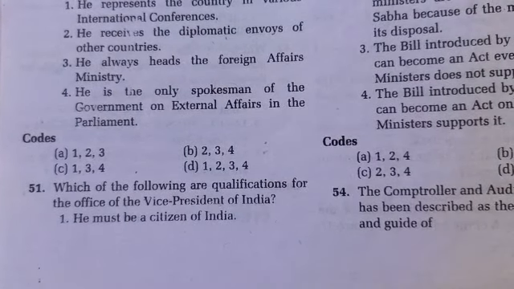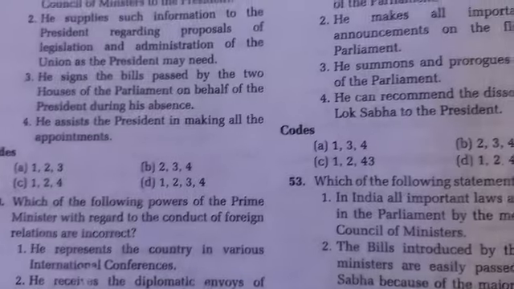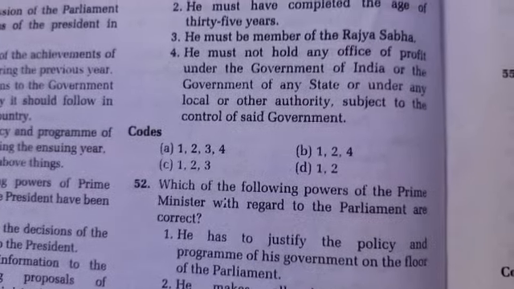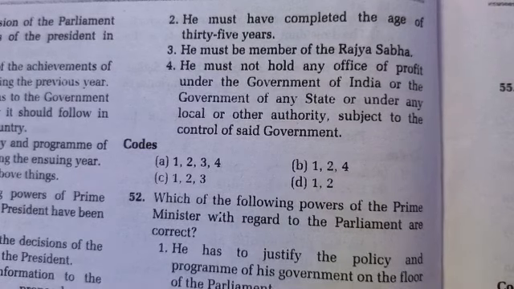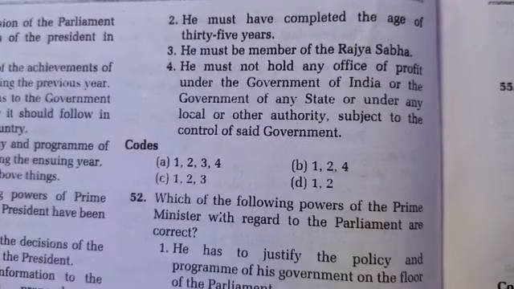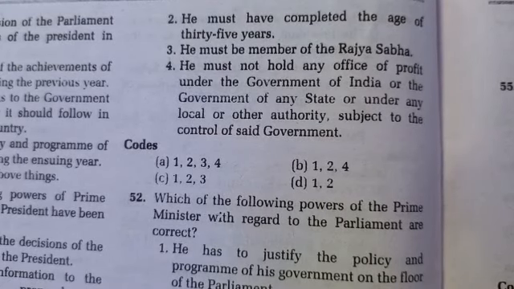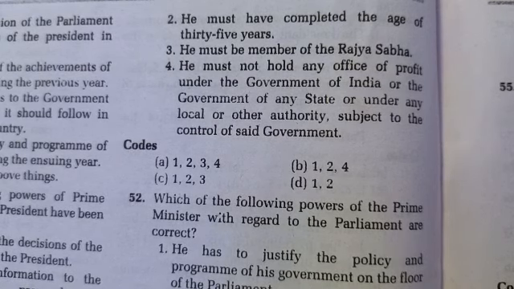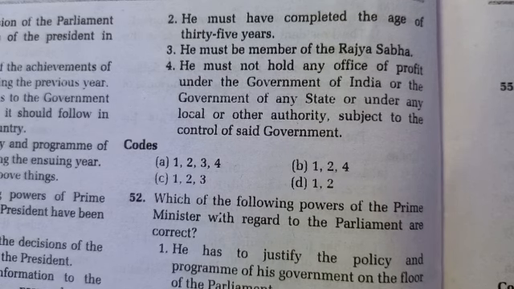He must be a citizen of India. He must have completed the age of 35 years. He must be member of the Rajya Sabha. He must not hold any office of profit under the Government of India or the government of any state or under any local or any other authority subject to the control of state government.